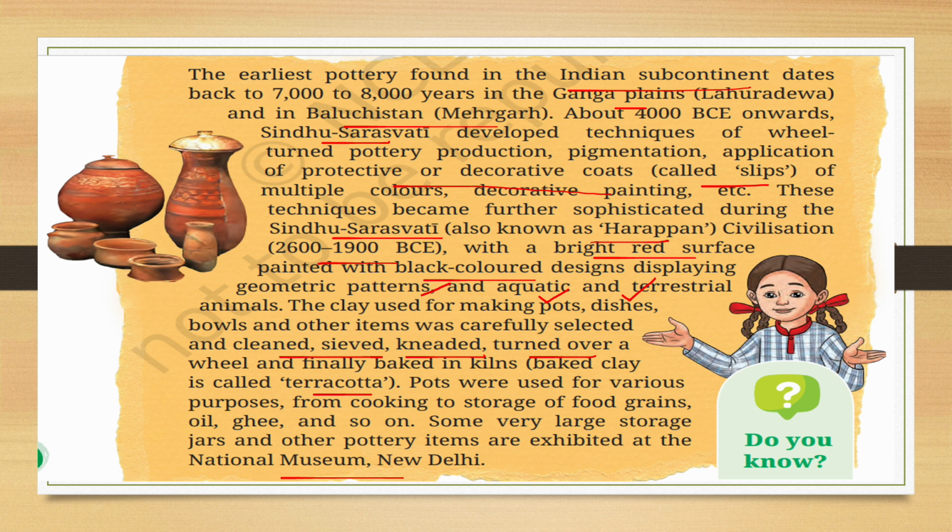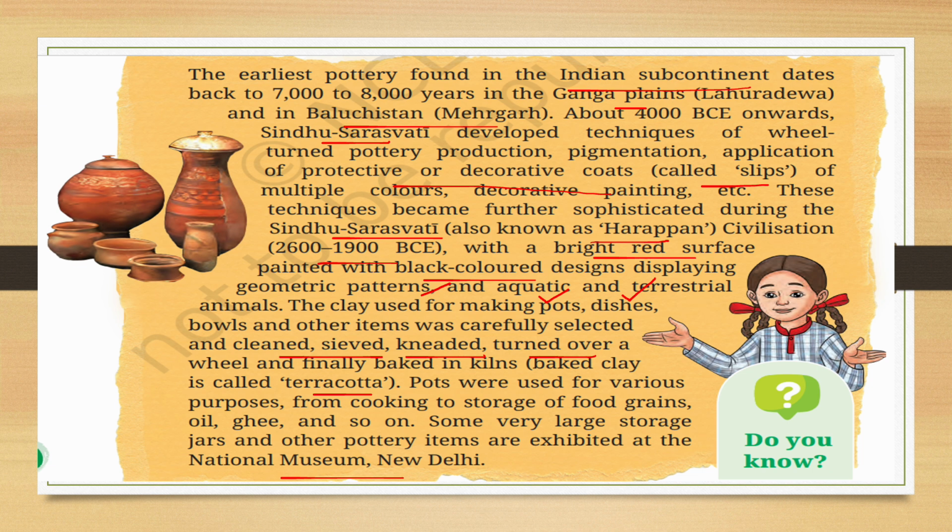So the clay used for making pots was carefully selected and cleaned, and then sieved, kneaded, turned over a wheel and finally baked in a kiln. Sieved means to pass through a sieve, which is a utensil with a mesh to separate coarse particles from the fine ones. Then what do you mean by kneaded? Kneaded means to work dough or clay with the hands to make it smooth.